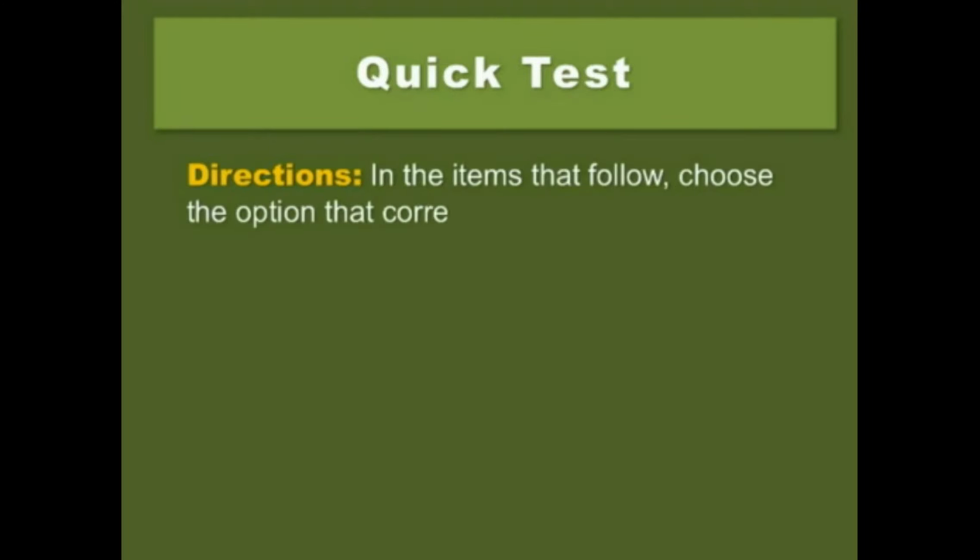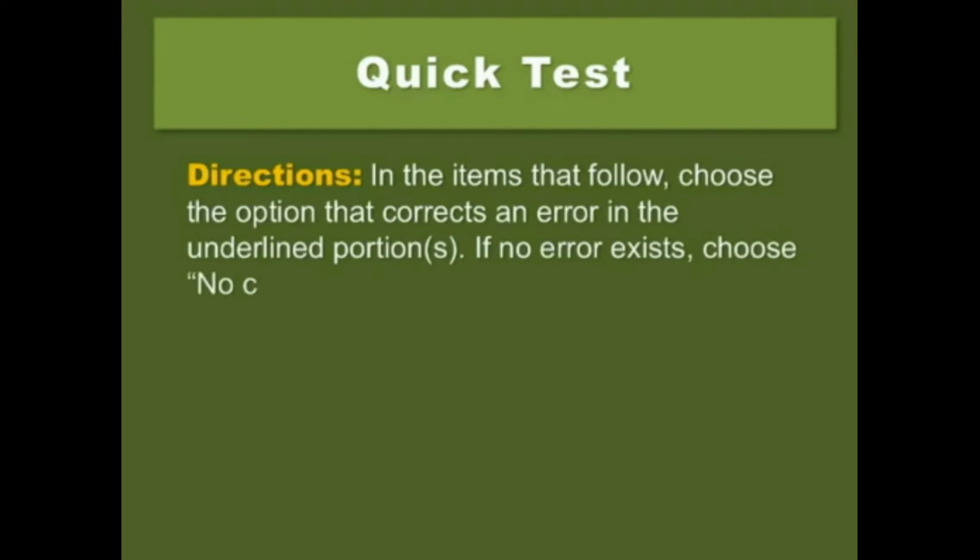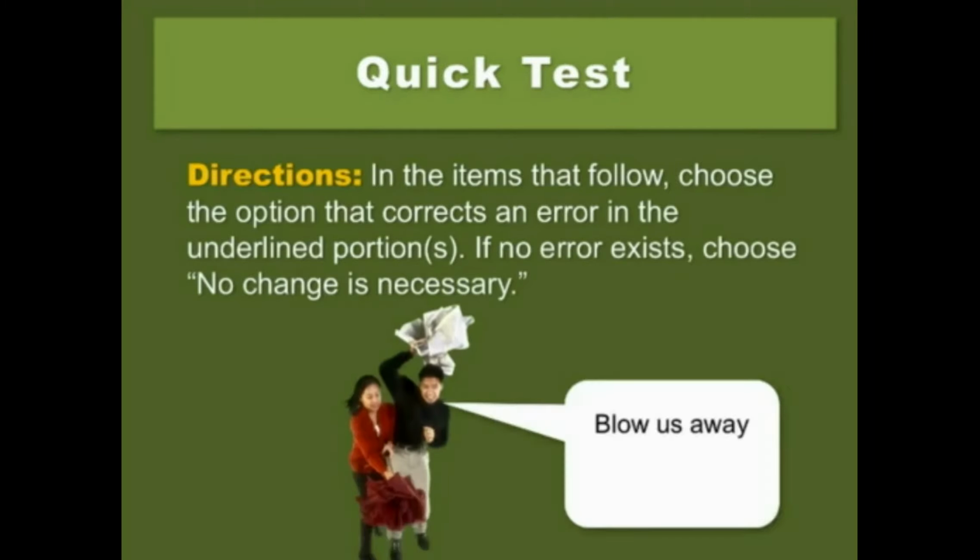We have come to our quick test. If you'd like, you can go back to the beginning of your adjectives and adverbs video and review and refresh your skills. Or if you'd like to, you can try your PDF, which is a quick test of your adjectives and adverbs. However, if you're ready, let's move on. In the items that follow, you should choose the option that corrects an error in the underlined portions. If no error exists, you can choose letter D, no change is necessary.